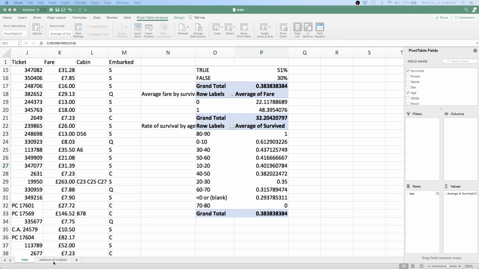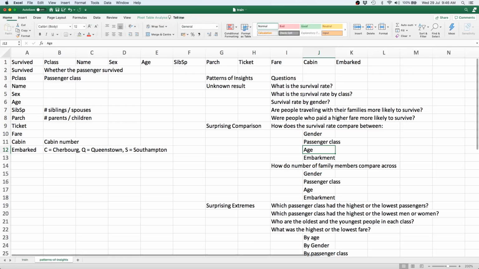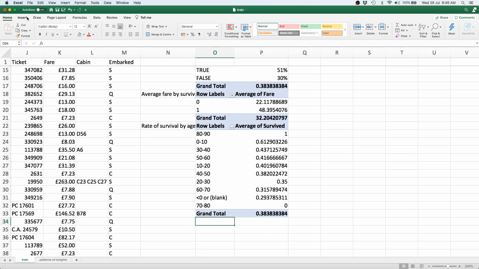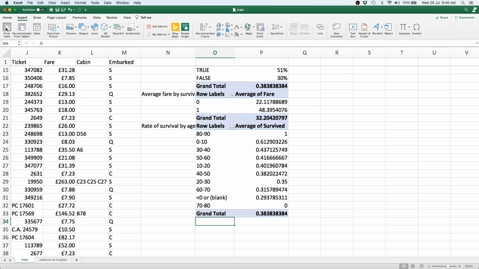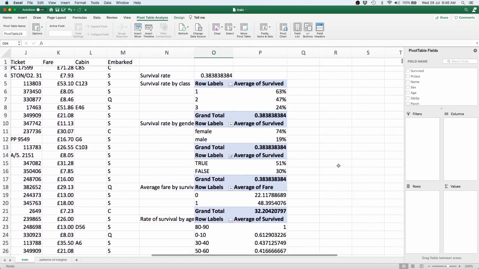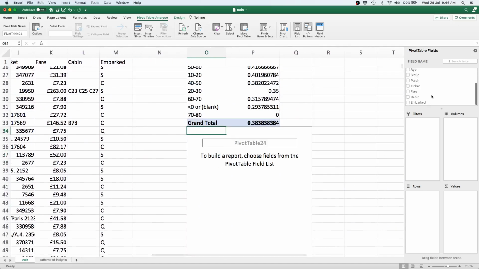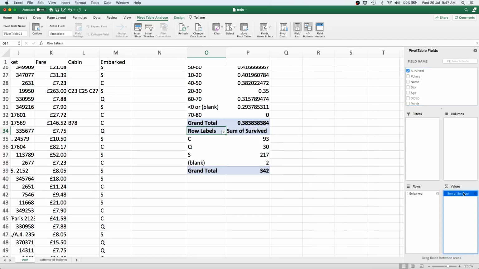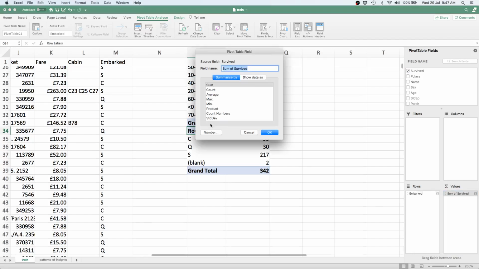Now the next question that we have is, how does the survival rate compare between embarkments? So let's try that as well. Here again, let's click on the cell where we want to add our pivot table. Let's go to insert, and again insert a pivot table, same range, and when we click on OK, we get the pivot table menu. Here we are talking about embarkments, so let's drag it to the rows field and survived to the values field and change this to average.